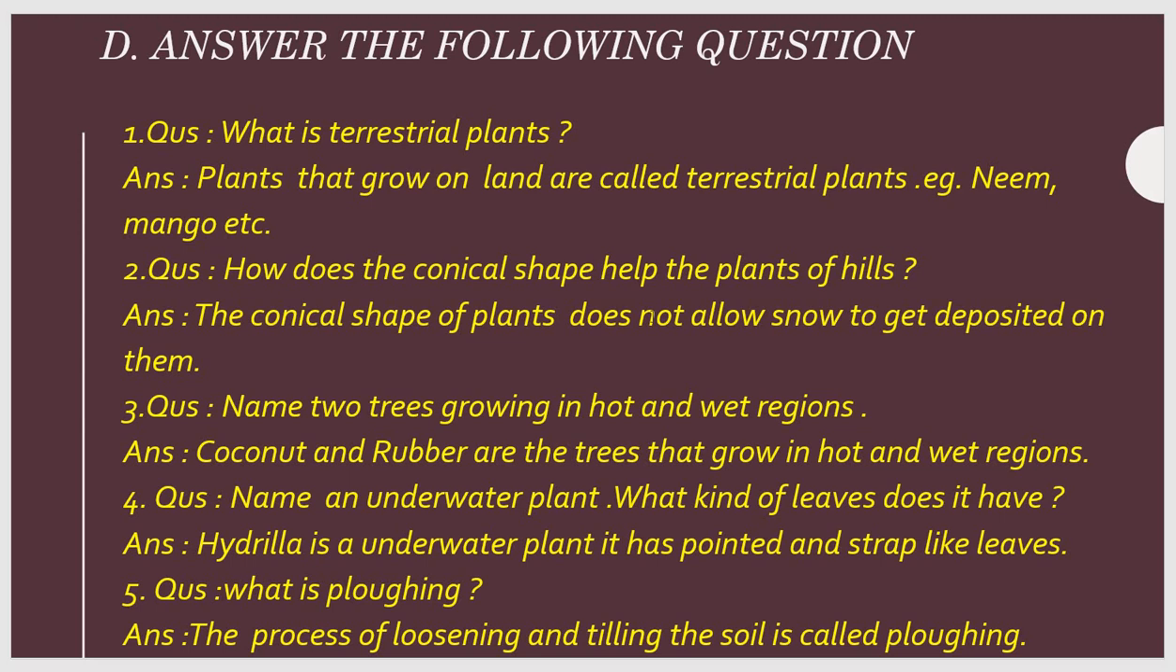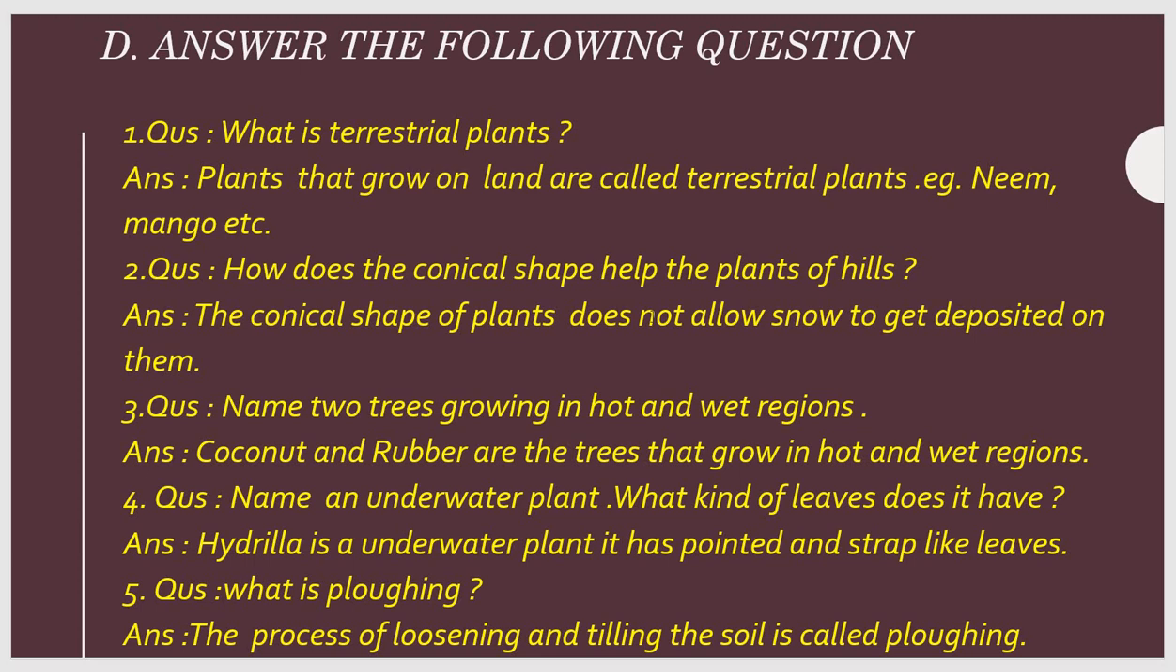How does the conical shape help the plants of hills? You will say the conical shape of plants does not allow snow to get deposited on them. Next question third. Name two trees growing in hot and wet regions. Answer, coconut and rubber are the trees that grow in hot and wet regions.